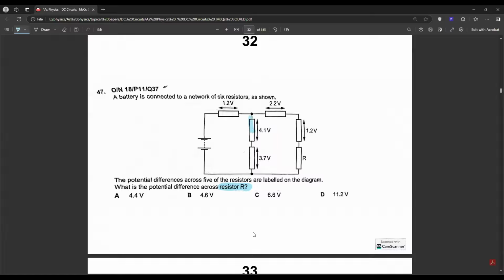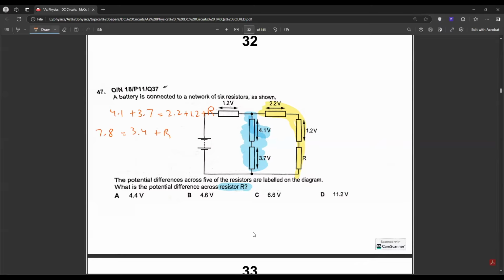Now, one thing to note here is that the sum of potential differences across this blue highlighted branch, that is 4.1 plus 3.7, will be equal to the sum of potential differences across this yellow highlighted branch, 2.2 plus 1.2 plus the voltage in resistor R. So 4.1 plus 3.7, that is 7.8, is equal to 3.4 plus R. Can you calculate the value of R?